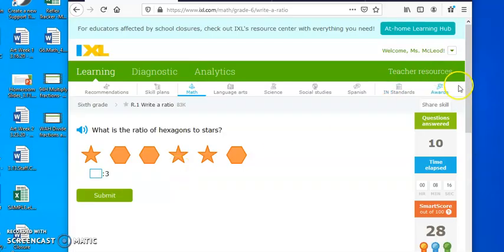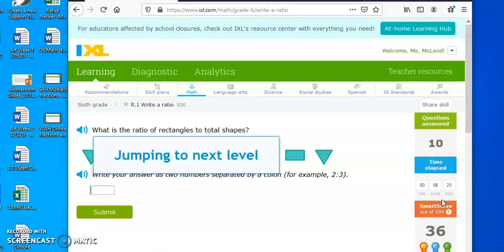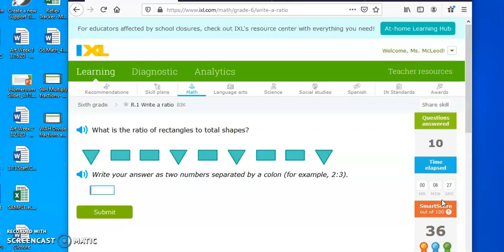We're going to go a little bit further and jump to a little bit higher level and see if we can still work on these problems and figure them out. Okay, what is the ratio of rectangles to total shapes? Now we're going to have to write the whole ratio ourselves using a colon on our keyboard. No worries, this is still pretty simple.